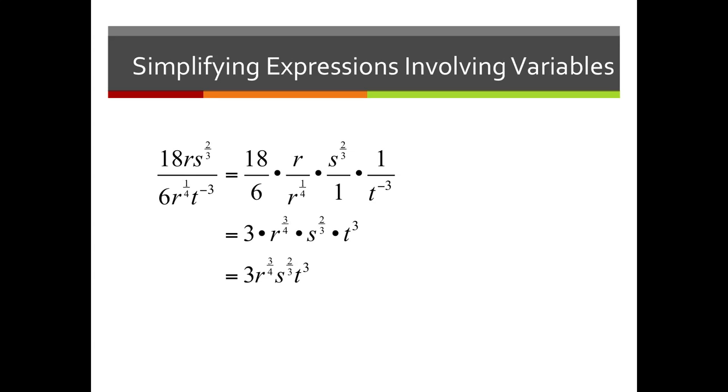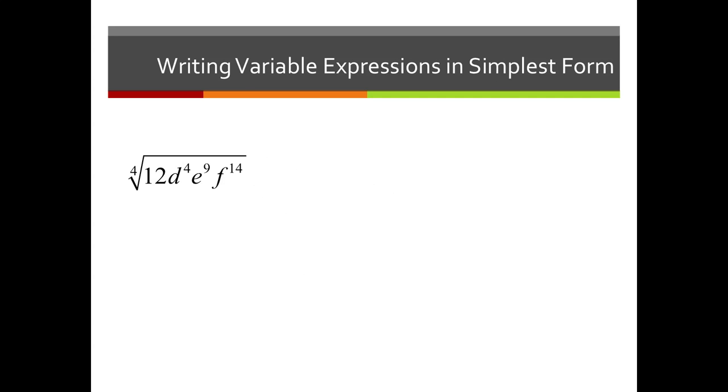But my t, which is currently in the denominator, has a -3 exponent on it, and I need to make that negative exponent positive. So I'm going to do that by taking the reciprocal, moving the t up to the numerator, and making it t to the +3 power. And then I just combine them all back together to get a final answer of 3 r to the 3/4, s to the 2/3, t cubed. Okay.